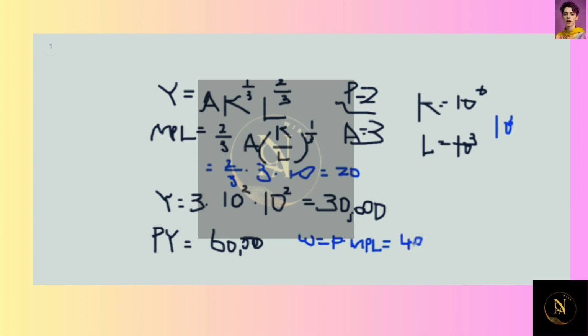What about the real wage? So the real wage is wage divided by the price of the economy, which is equal to just the MPL here. So the marginal product of labor is equal to the real wage, which is 20 in this case.